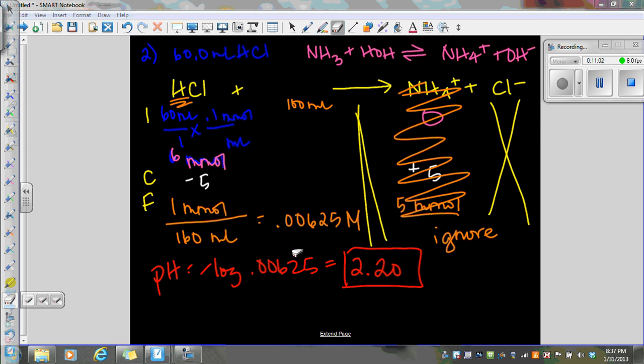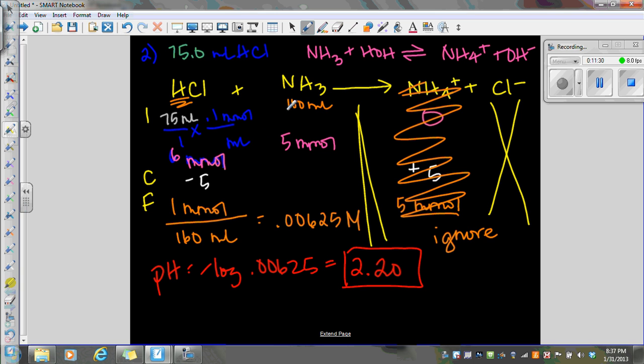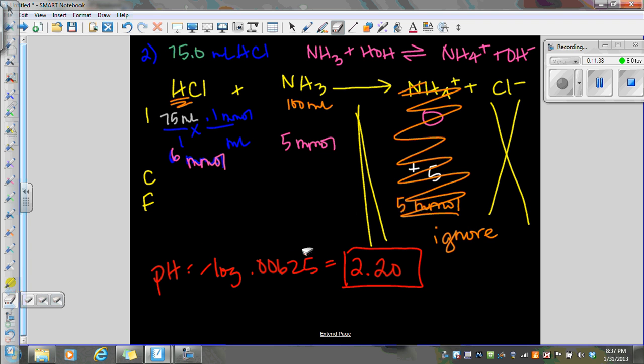Okay, so just for the sake of having a nice graph, what I'm going to do is look at what if we had 75 milliliters of HCl. If we remember, we had 5 millimoles of ammonia. And let's get rid of this other work. Okay, that's gone. I'm going to get rid of this.